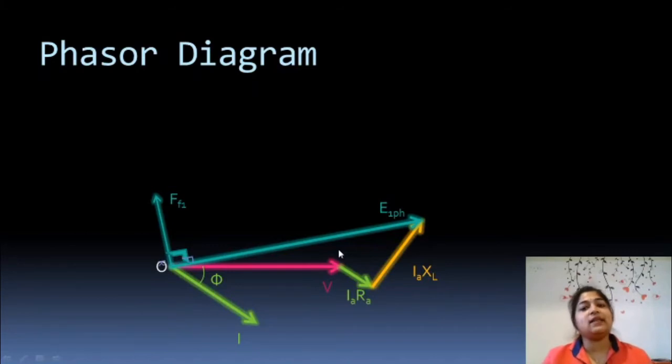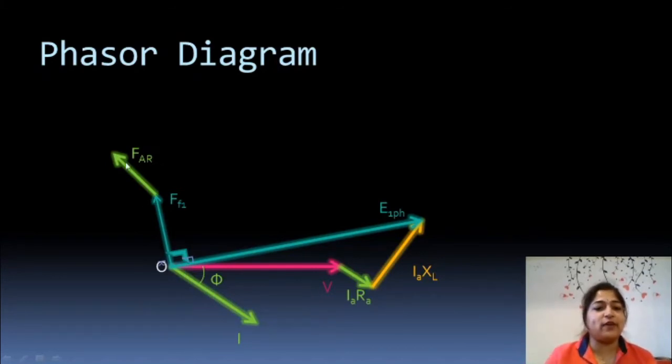Now the second thing we need to consider is the effect of armature reaction. Armature reaction is produced because of armature current, and it opposes the main flux because it is demagnetizing. FAR, that is the flux produced because of armature reaction, should be exactly in phase opposition with the current, and that is how we will draw FAR. If you see this carefully, FAR is exactly in phase opposition with I, but it is drawn from FF1.